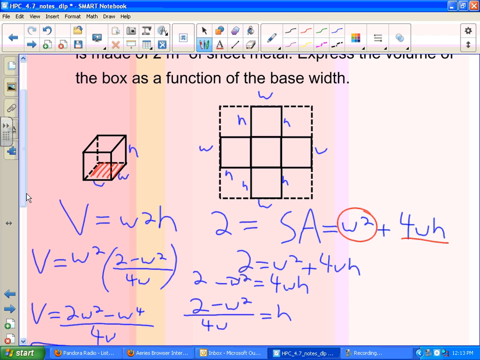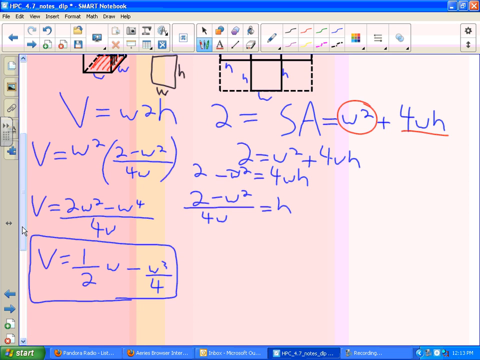So here, let's look at this panel of the box. Let's pull that panel out. Here's what it looks like. And there are 4 of them. So we got 4 WHs. So I add that to the base, so W squared plus 4WH. And I get my surface area. But it told us the surface area was 2, so we just set that equal to that equation above, and now we take that and solve it for my height.